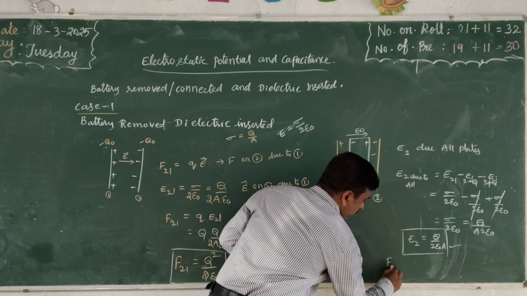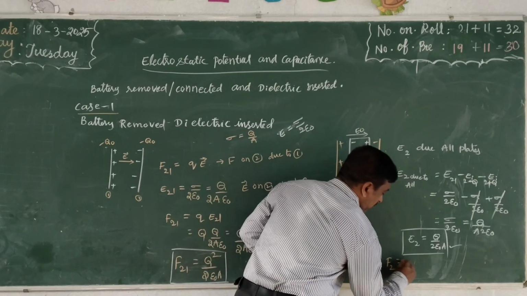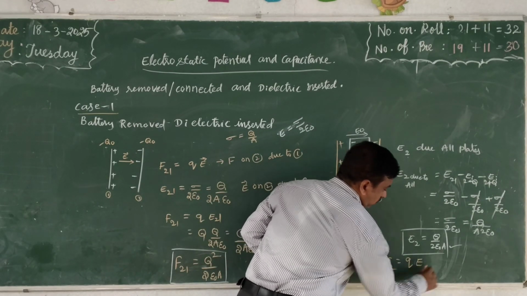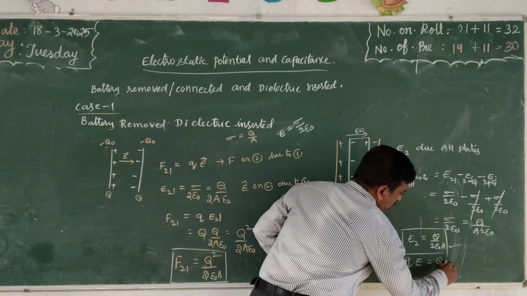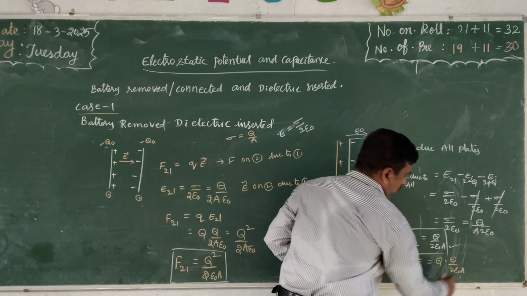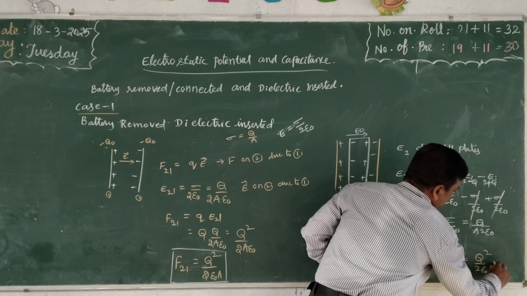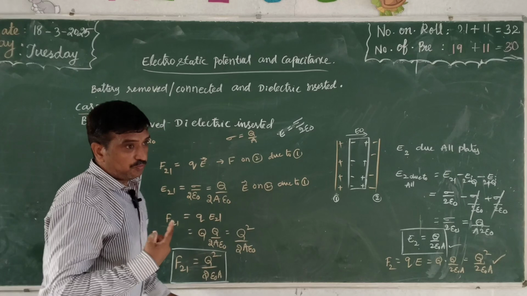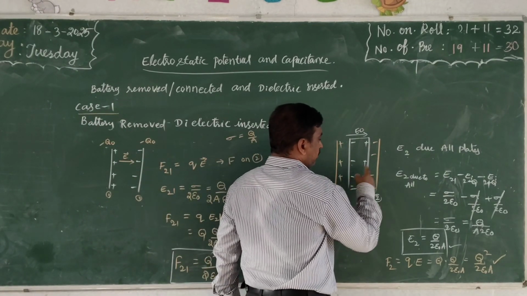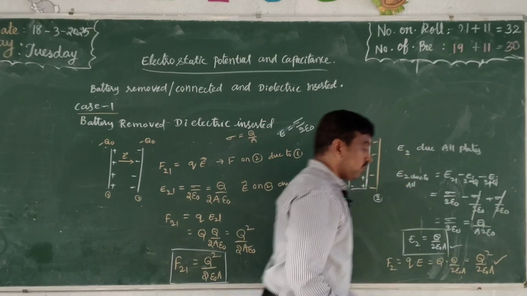What about force? Force on the second plate due to all plates. Q into the electric field. What is Q here? Capital Q. Electric field is Q by 2 epsilon naught A. So Q square by 2 epsilon naught A. It is the force on the second plate due to the remaining plates, plus q, minus qi, plus qi. This is the electric force, Q square by 2 epsilon naught A.